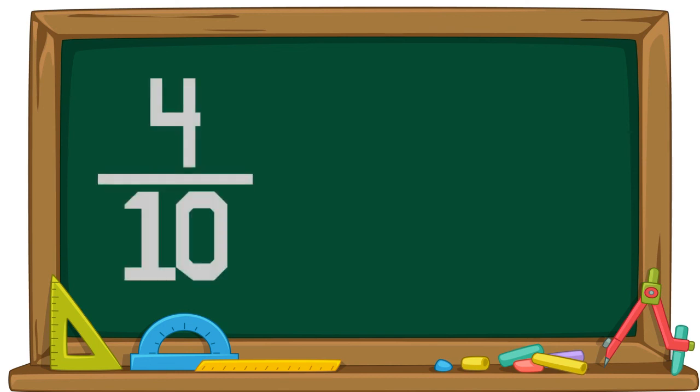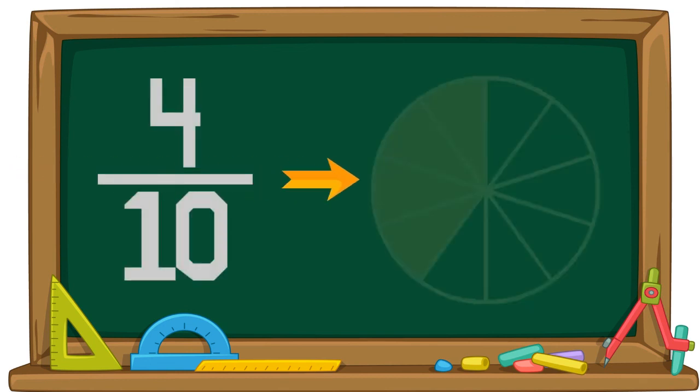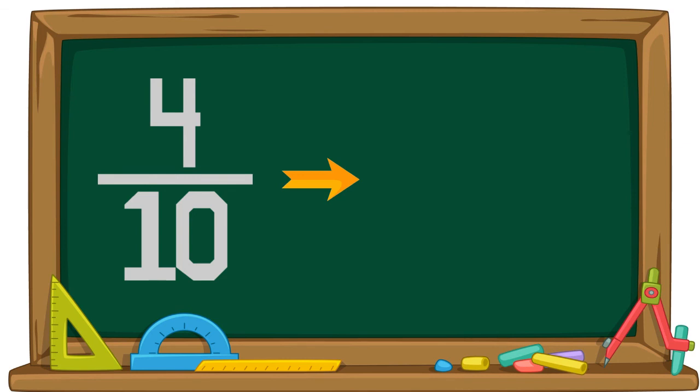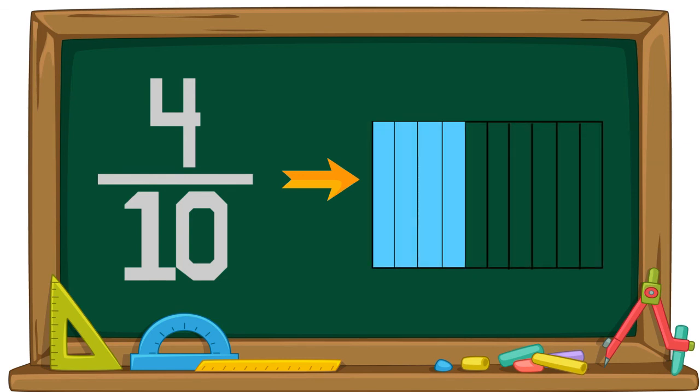Look at this one, 4 tenths. I have a circle with 10 parts and I am taking 4 parts. You could do it also like this. I have a rectangle divided in 10 different rectangles and I am taking only 4 of them.